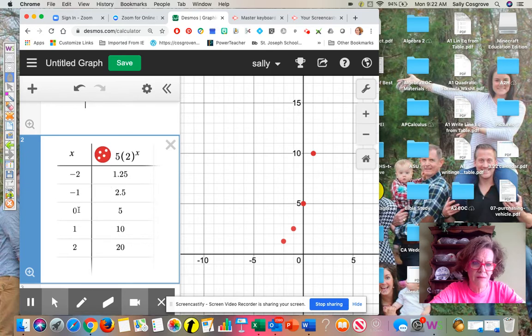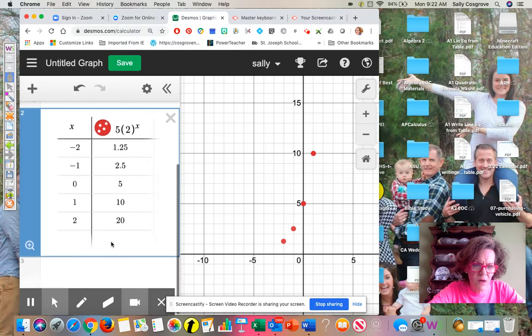So what do we have here? When we've got these negative values, and then look what it did. It took the points and plotted them. When x is 1, y is 10. When x is 2, y is 20. Hey, let's look. What seems to be happening here? Do you notice a pattern?